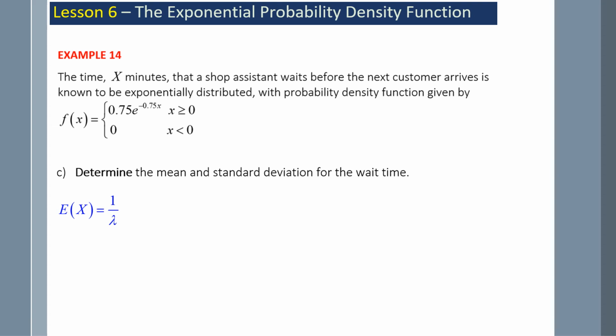Here, expected value or mean is 1 over lambda, where our value for that is 0.75. So 1 over 0.75, which is 1 over 3/4, means that our average or mean wait time is 4/3 minutes. Standard deviation is the same value again, which is 1 over 3/4, which is 4/3 minutes. Standard deviation is 4 over 3 minutes.